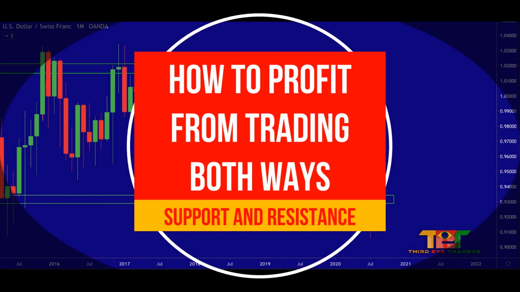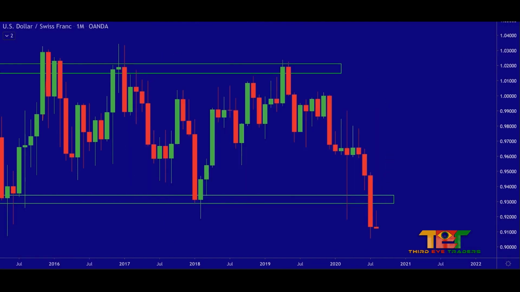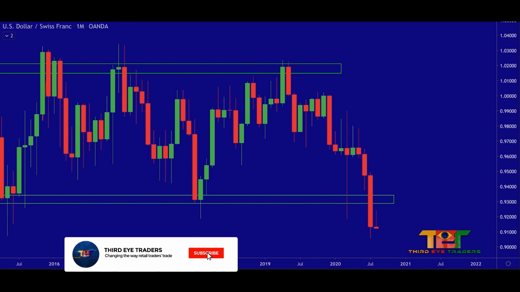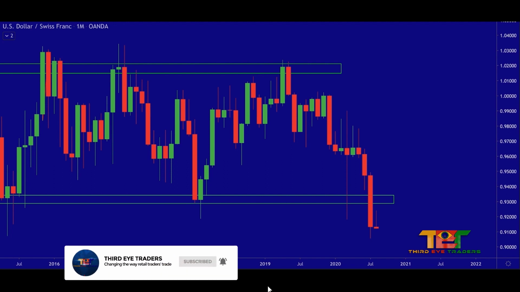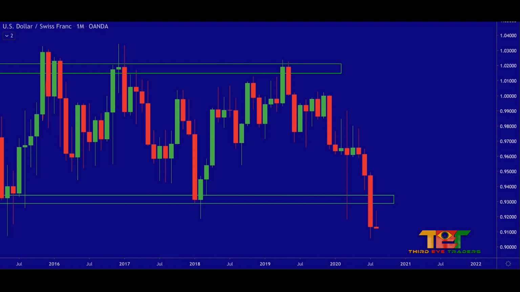Today we're going to discuss how to profit from support and resistance trading both ways. So as promised, let's get to it. If you look at this chart example, you notice how we showed you this example in the previous episode. You notice how price action approached the same major support zone.